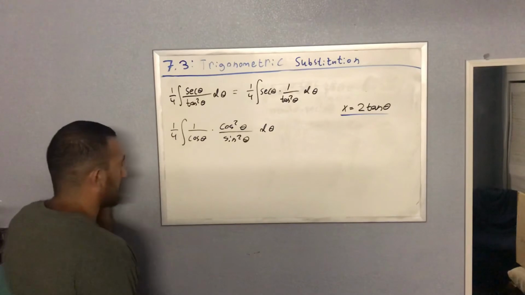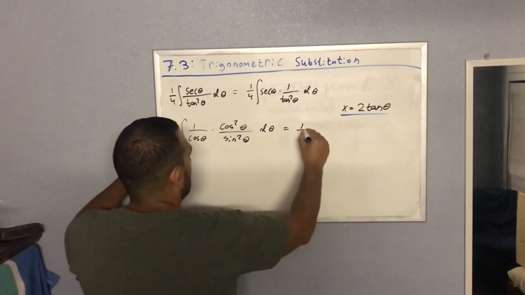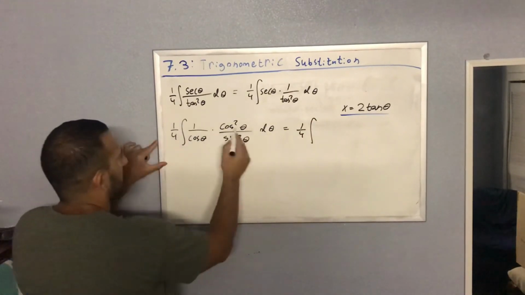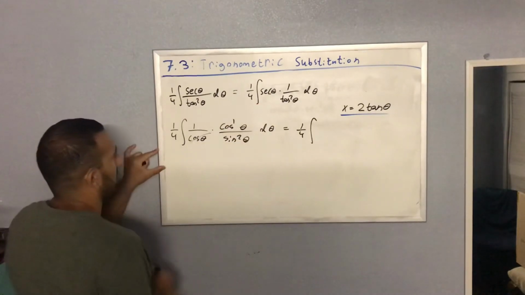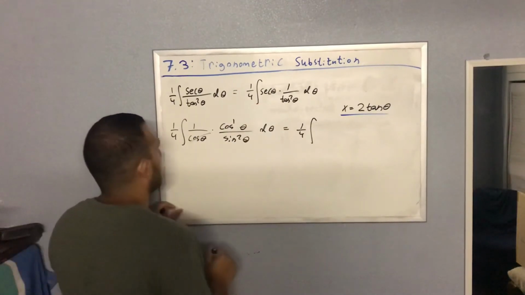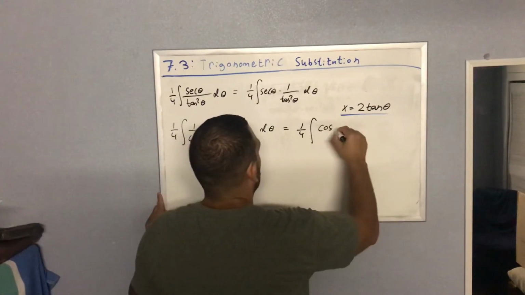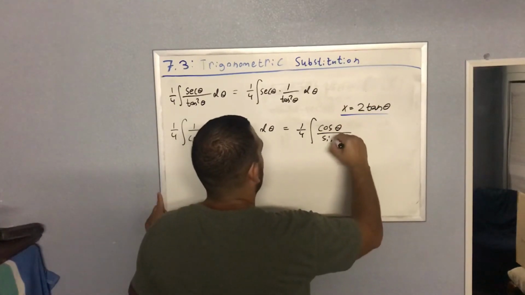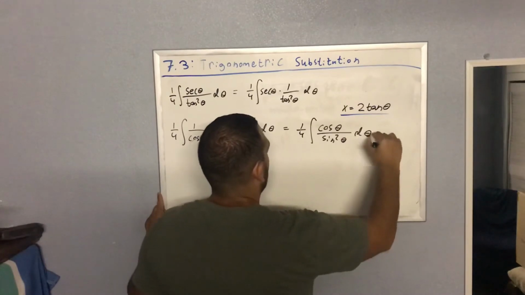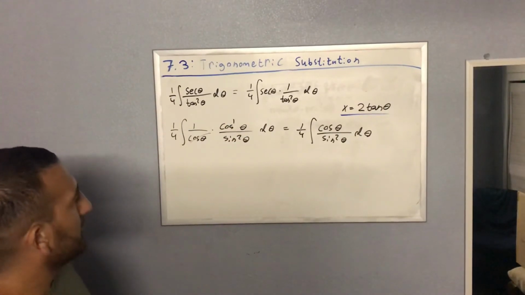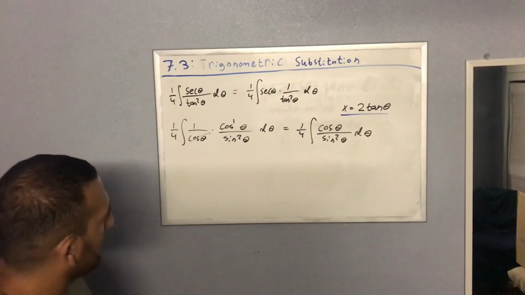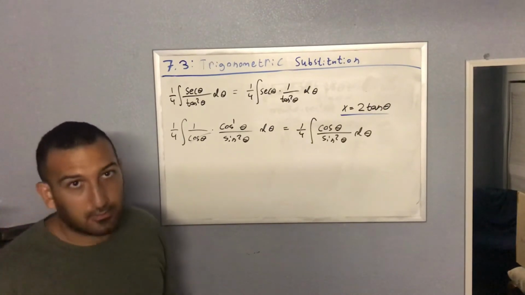Okay, why is this nice? Now this becomes 1/4 integral. One of the cosines cancels out, and this just becomes the first power. So this becomes 1/4 cosine theta over sine squared. And now we can do u substitution.